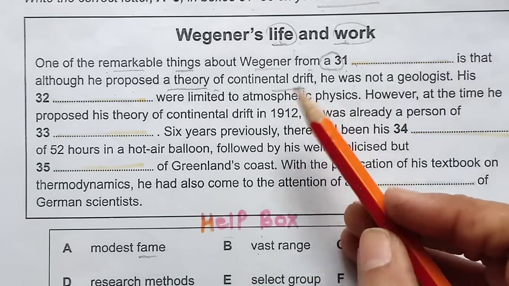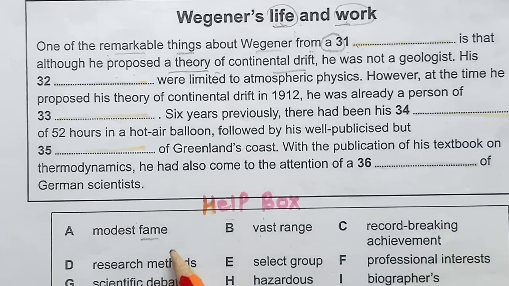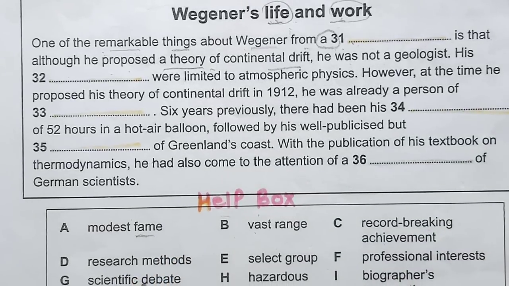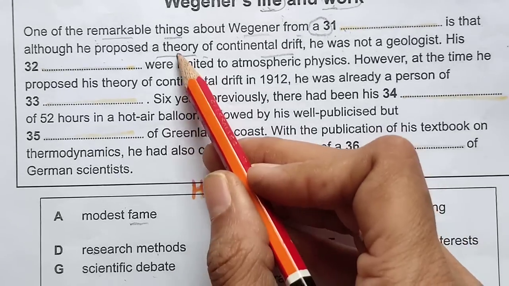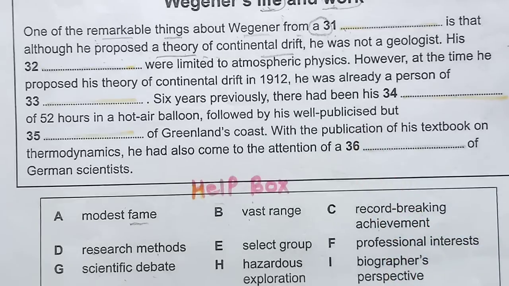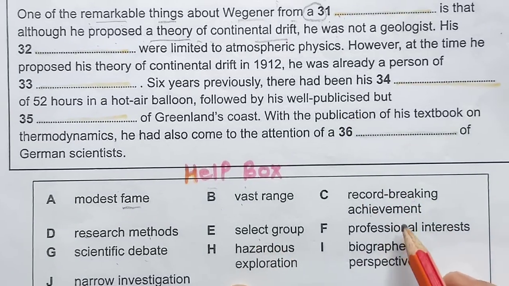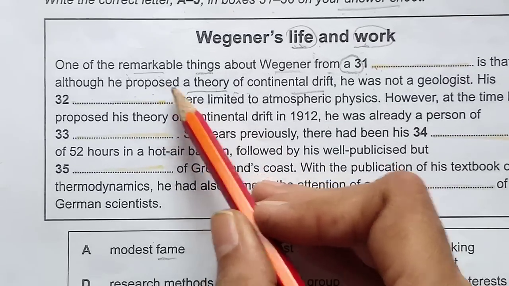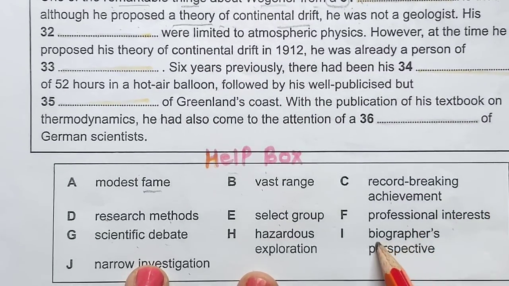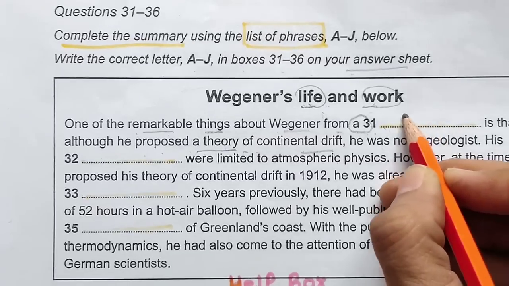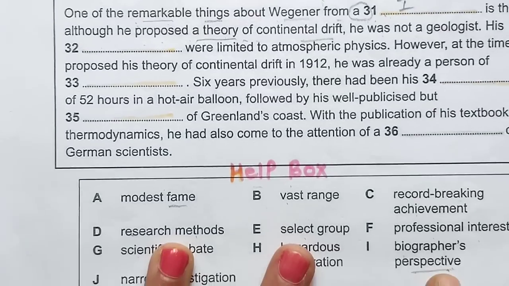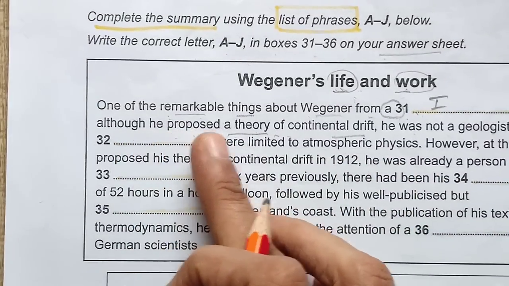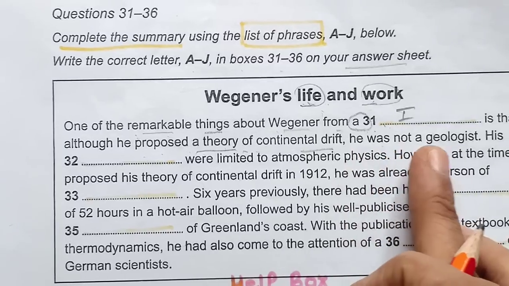Record breaking achievement. So how can record breaking achievement come? Match everything, and definitely you will find some matching words. Research methods, scientific debate. No, they were not talking about debate. Narrow investigation. No, he proposed a theory of continental drift. Select group, hazardous exploration, record breaking achievement, nothing record breaking. Professional interest, biographer's perspective. This we can go with, because he proposed a theory of continental drift from a biographer's perspective, he was not a geologist.